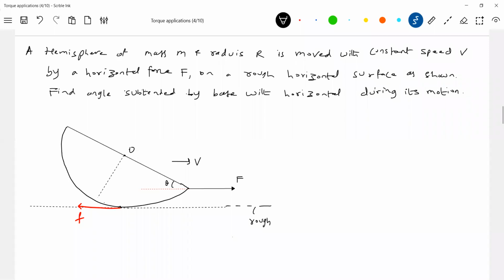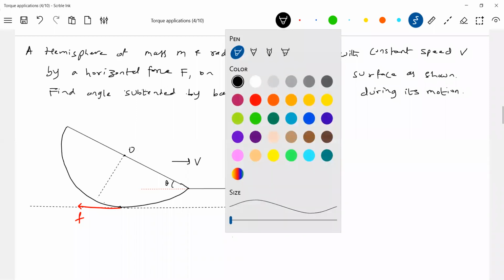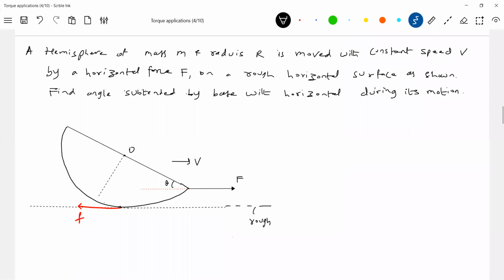Then what about the weight? The weight should act through the center of mass. The center of mass for a hemisphere will be 3r by 8 from the center. So mg acts at this center of mass. Then the normal contact should act in such a way that it should be along the common normal. So this is the normal contact.